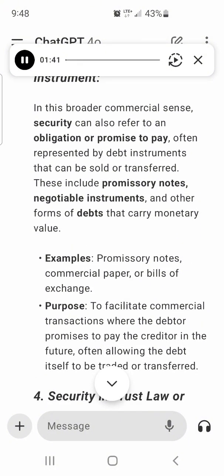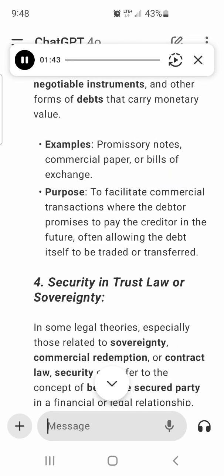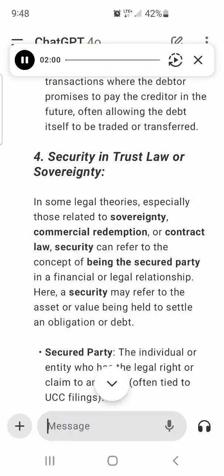These include promissory notes, negotiable instruments, and other forms of debts that carry monetary value. Examples: promissory notes, commercial paper, or bills of exchange. Purpose: to facilitate commercial transactions where the debtor promises to pay the creditor in the future, often allowing the debt itself to be traded or transferred.